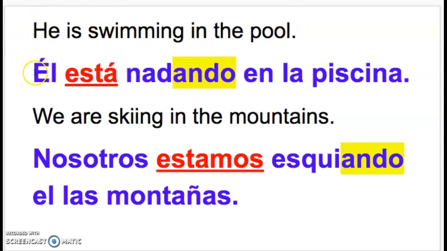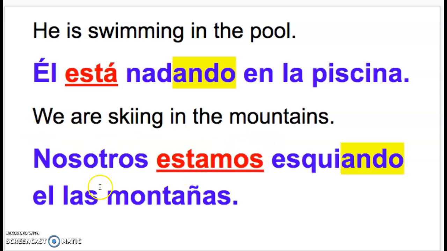So let's say, for example, I want to say he is swimming in the pool. I would say he, the is going to be está because I want to use a verb that shows it's changing, something that's not permanent. Él está nadando en la piscina. So I've used my stem for nadar. I take off the AR and add ANDO. That means he is swimming in the pool.